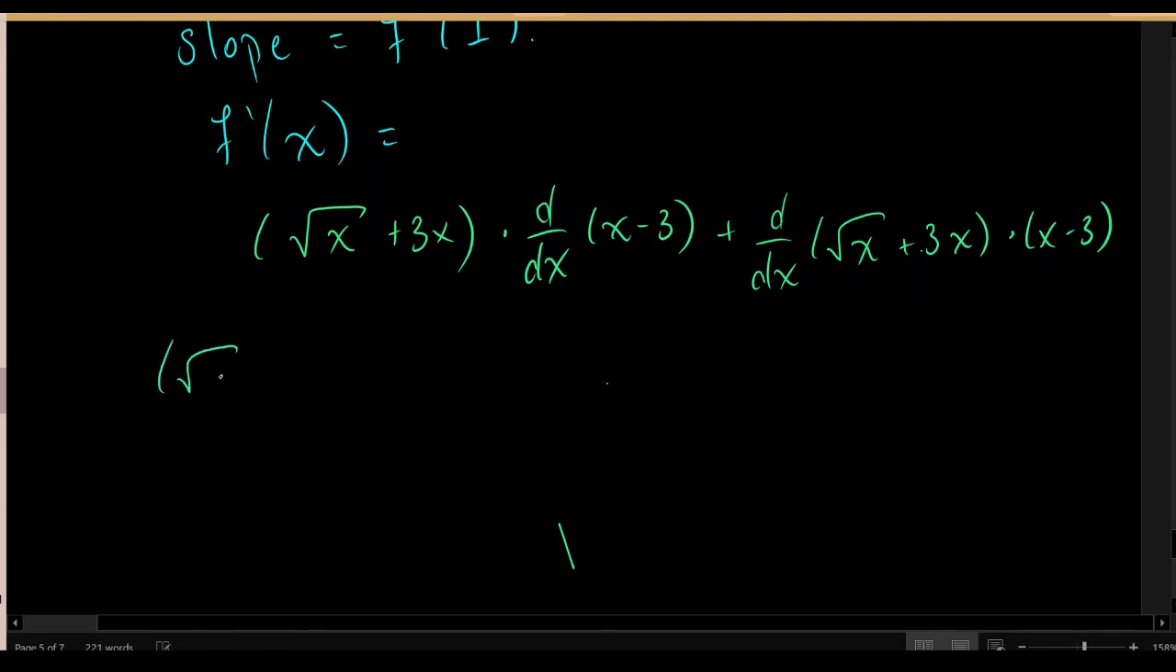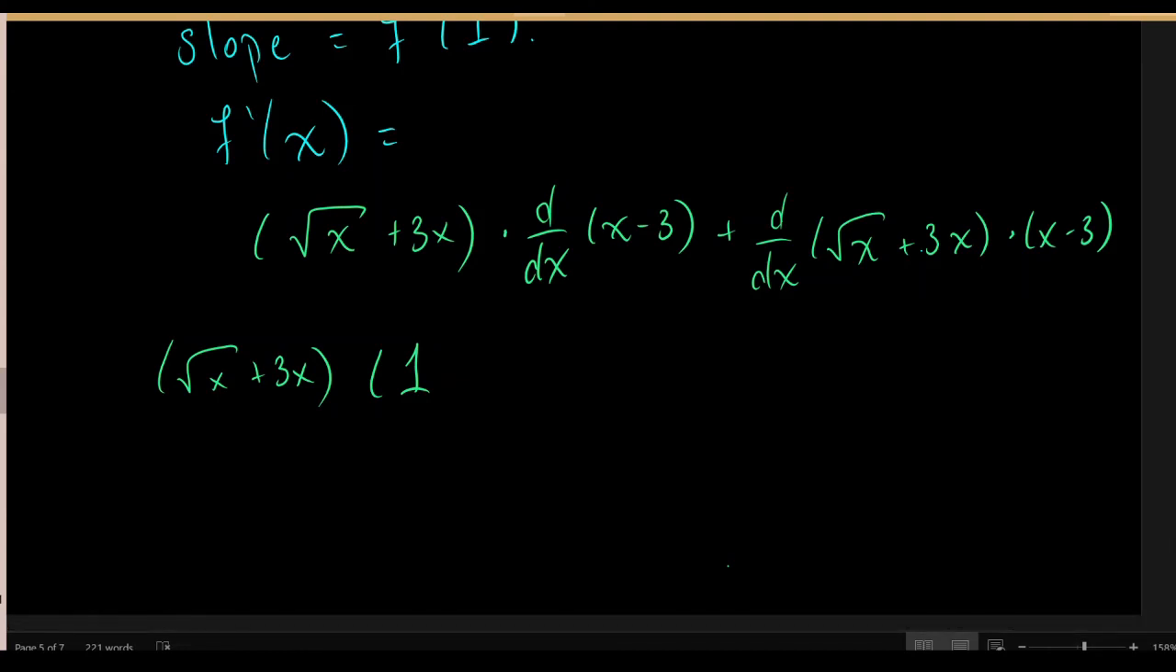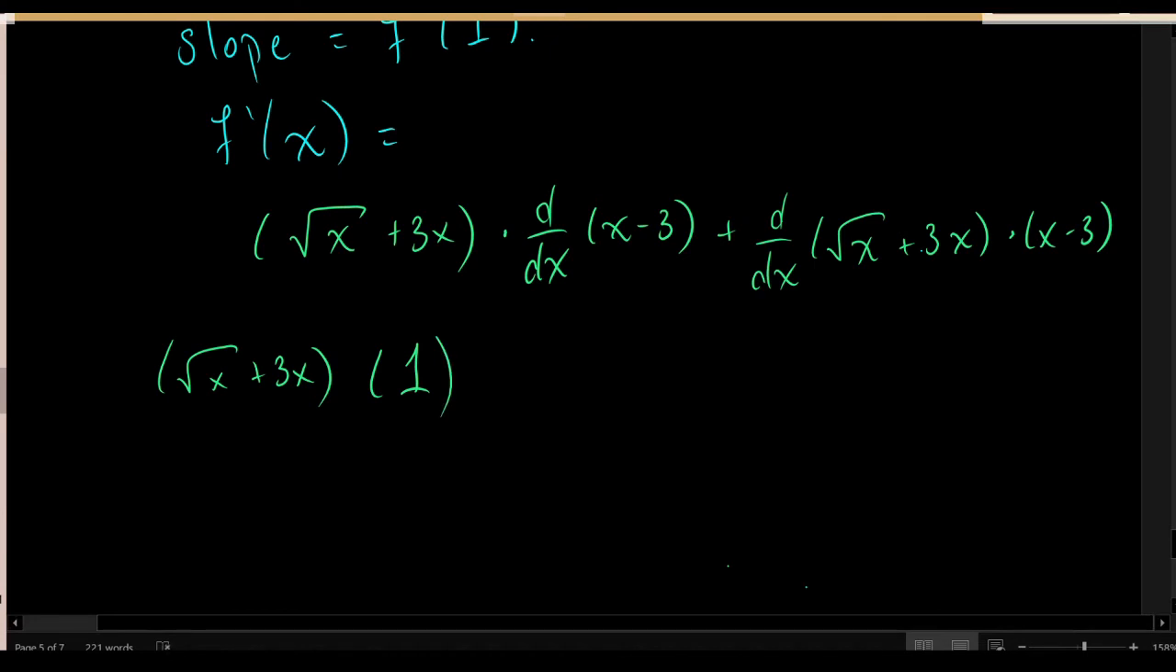Here we have the square root of x plus 3x. And let's think about the derivative of x minus 3. The derivative of x will just be equal to 1. The derivative of 3, the constant, will vanish. Now moving on to the second term, this time I need to calculate the derivative of root x plus 3x.